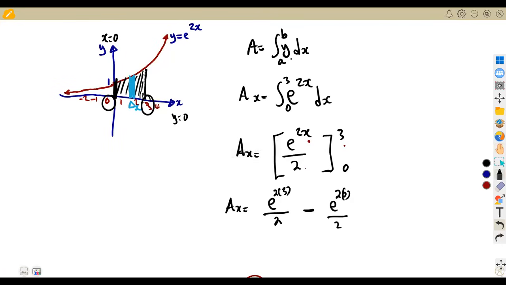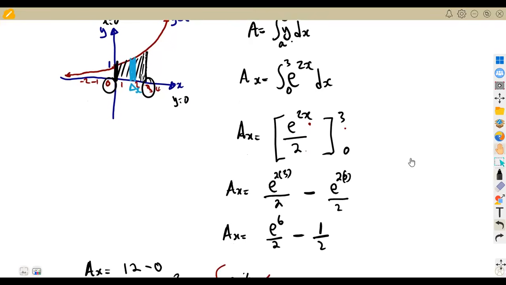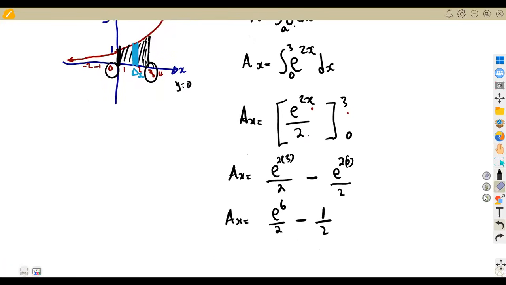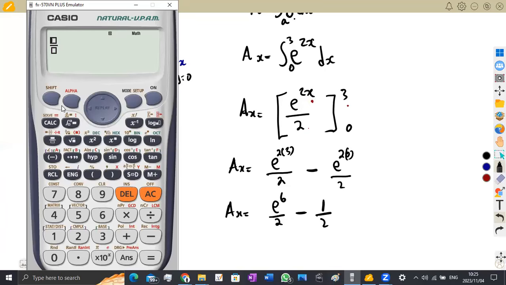2 times 3 is 6. So meaning to say, our area with respect to x is going to be e to the exponent of 6 over 2, minus e to the exponent of 2 times 0, that's 0, and e to the exponent of 0 is 1, over 2. Remember that any number to the exponent of 0 is 1. So we can simplify this on our calculator. We need a fraction, and we've got e to the exponent of 6 over 2 in this case, okay? Then minus 1 over 2.